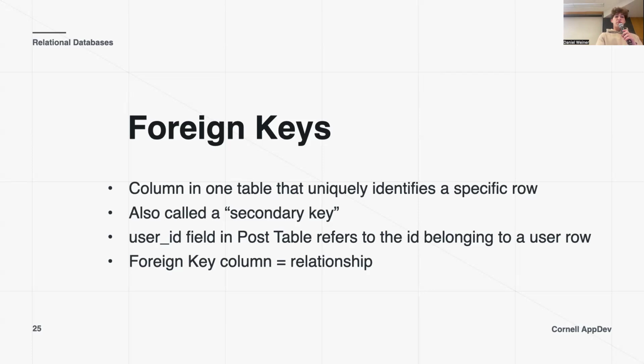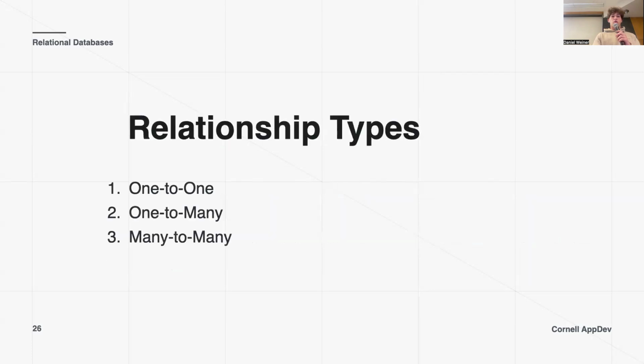So to summarize, we use a foreign key to represent a relationship between two separate tables. So that's the key with relational databases, and it's how you're gonna reference the two. So jumping into relationship types, we have three types: one-to-one, one-to-many, and many-to-many.